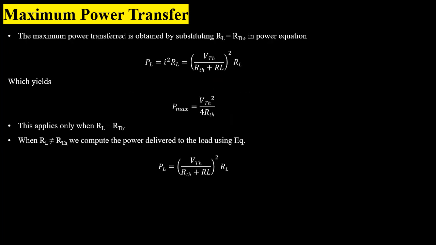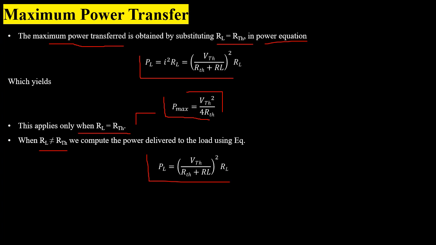Now we will find out what maximum power can be delivered to the load. For this we will use the relation for power delivered to the load and substitute the value of load resistance by Thevenin resistance. This will give us the result that maximum power delivered to the load will be equal to Thevenin voltage squared divided by 4 times Thevenin resistance. This result is only applicable when load resistance is equal to Thevenin resistance. When load resistance is not equal to Thevenin resistance, then we will use the earlier relation given here.